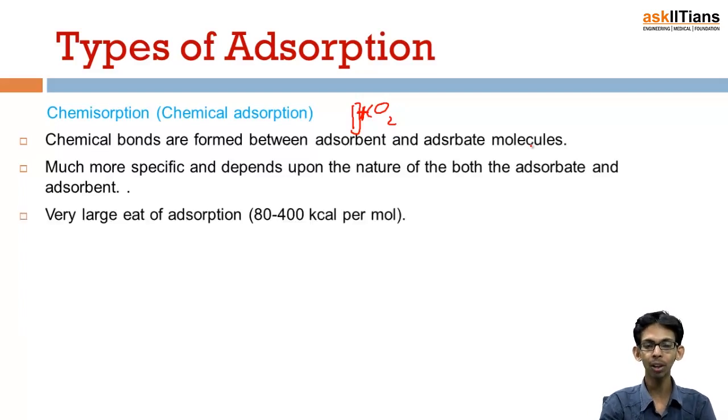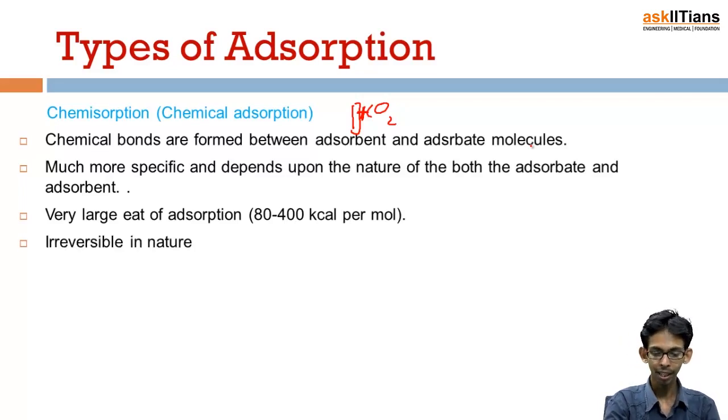And heat of adsorption is high, 40 to 400 kilocalorie per mole, as compared to physical adsorption where it was only 5 kilocalorie per mole. And it is irreversible in nature. Once the adsorption has taken place, once the bond has been formed, it cannot be broken down again. That is why chemical adsorption is irreversible in nature.